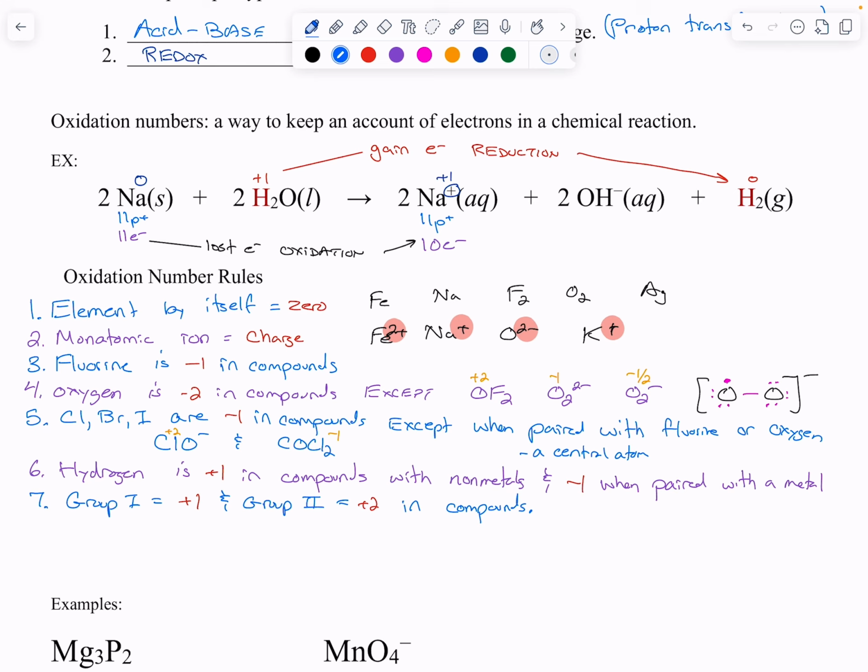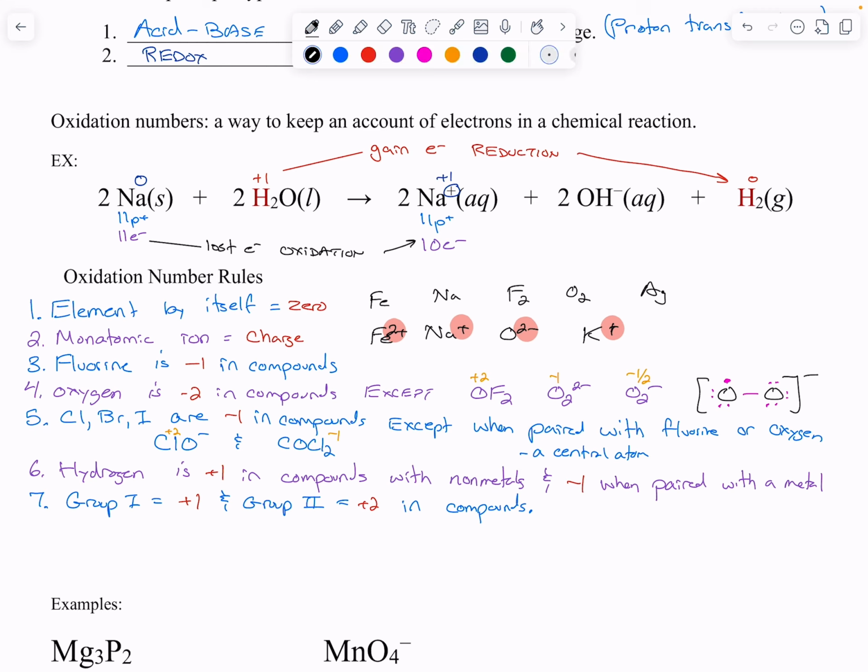We're telling you that group 1 is +1 and group 2 is +2, all right, in a compound. Now, if obviously you have sodium metal, like I have up here, that's not in a compound. That's by itself, elemental sodium, sodium metal, it's 0. Here's a monatomic ion, sodium's +1. So every time sodium's not an element by itself, it's going to be +1. Same thing with potassium. Calcium's going to be 0 by itself or +2 in a compound.